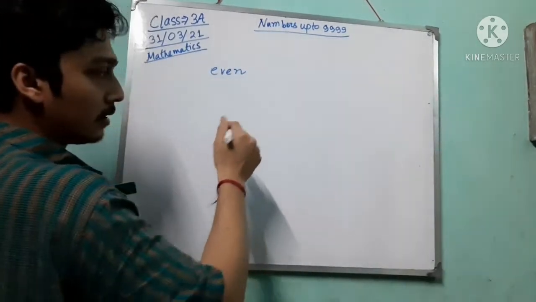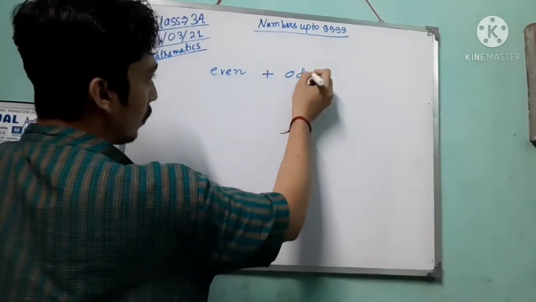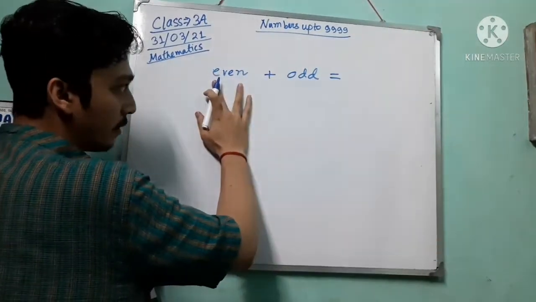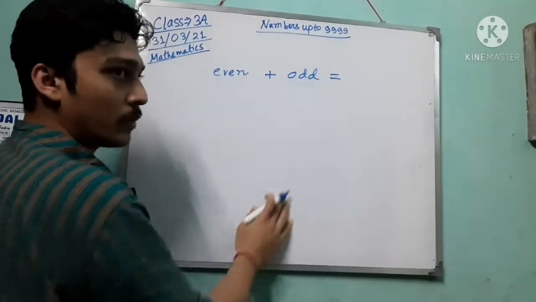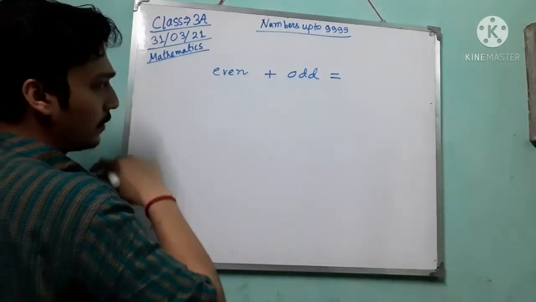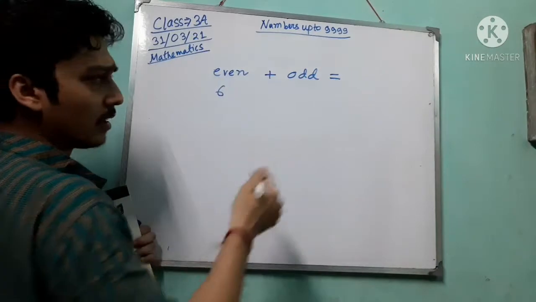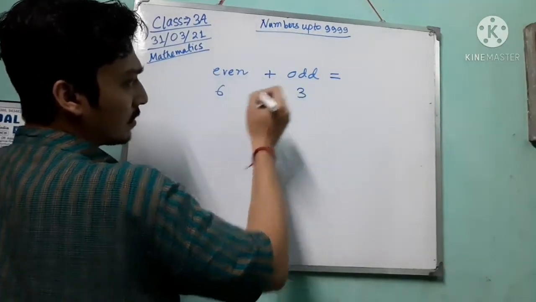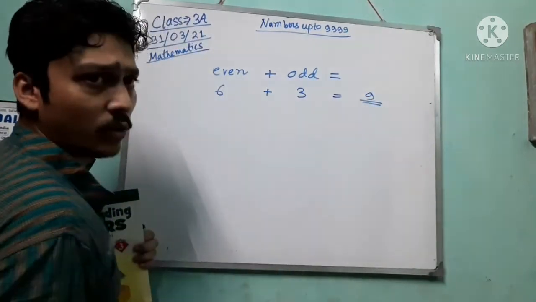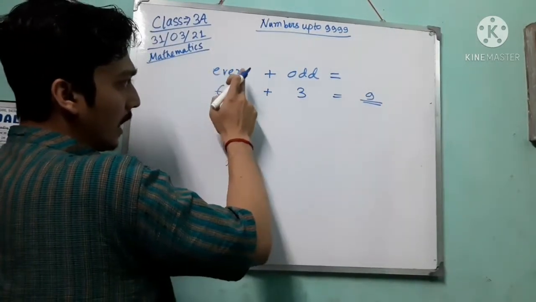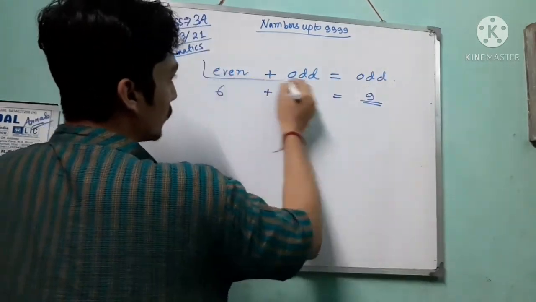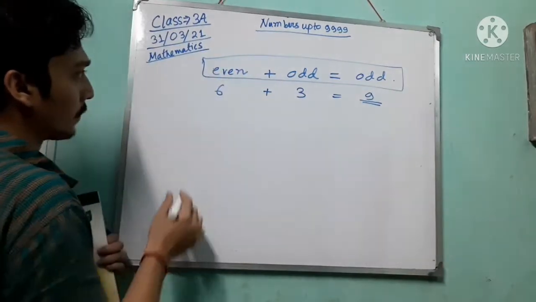If I add an even number to an odd number, what will I get? If I add any even number with any odd number, what will I get? Suppose you take an even number, that is 6, and you take any odd number, that is 3, so you will get 9. You know, this is an odd number. So if you add even to odd, you will get an odd number. You have to remember.